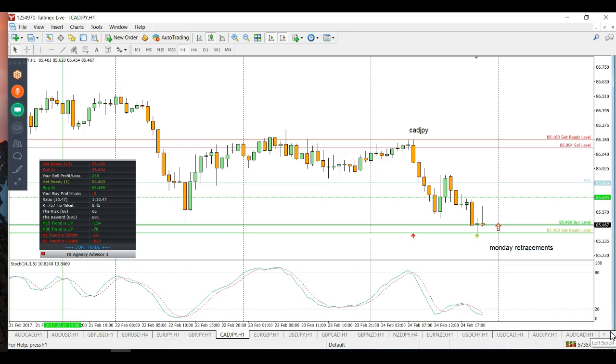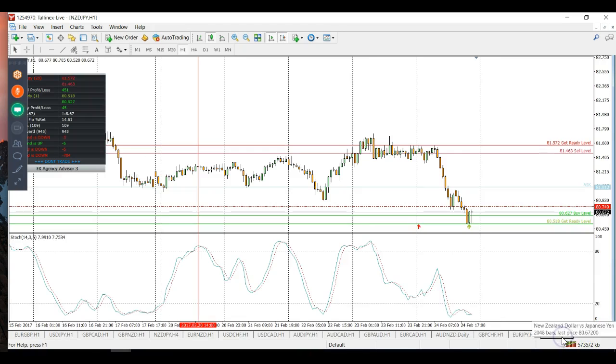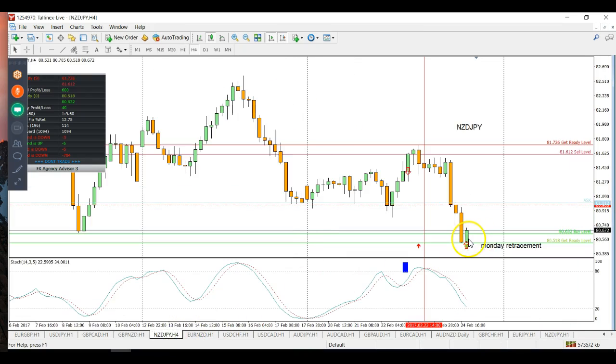I think that's it, let me see if we have any more trade setups. We went over the euro yen, New Zealand yen. Here's New Zealand yen. Did we go over it? Yes, we did. We went over New Zealand yen.